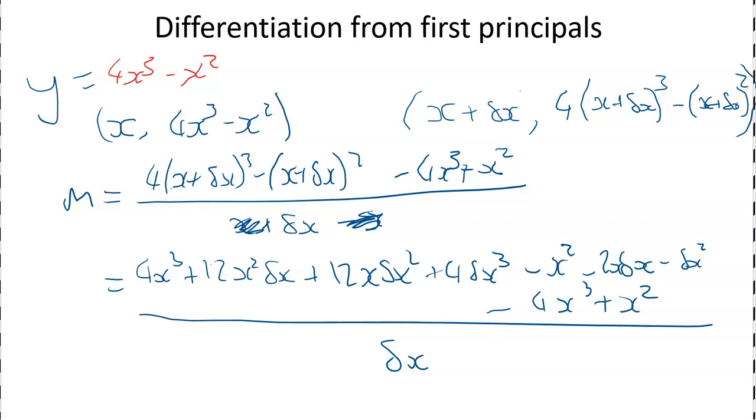Right, red pen time. Let's do some crossing out. 4x cubed, I'm sure I had a 4x cubed here, minus 4x cubed, gone. We've got a plus x squared here. Why have I got that? Yes, because we were taking away that minus, so that's a plus, and we've got minus x squared there, so we can cancel those. And then we can do a cancel with delta x's.